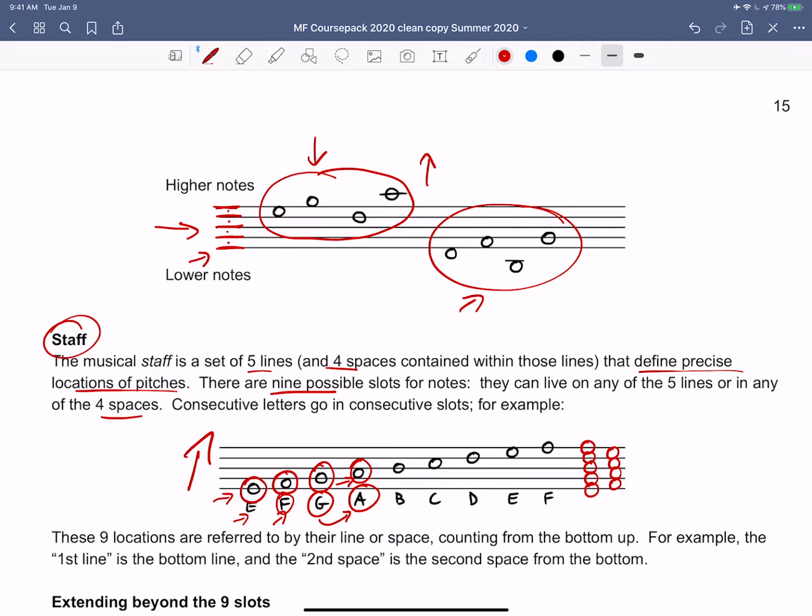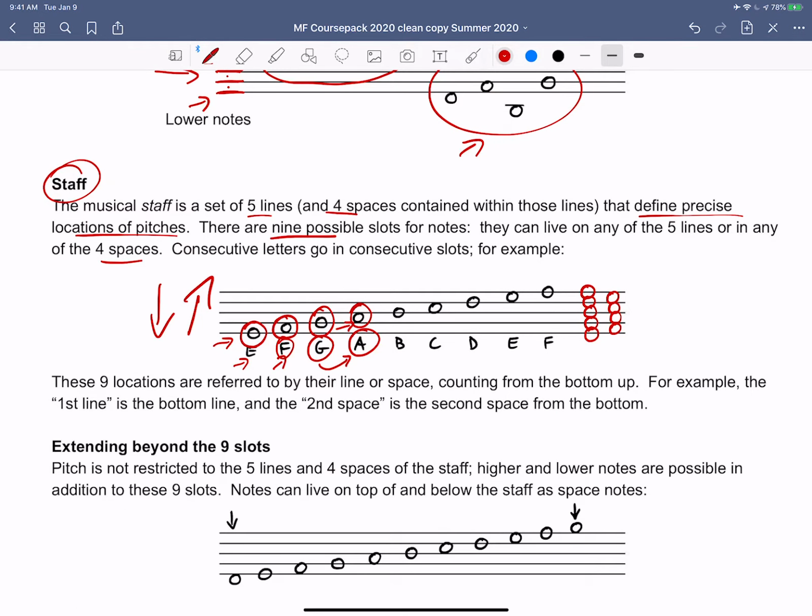When you're going up, you're going forward in the alphabet. When you're going down, you're going backward in the musical alphabet. Now, one thing you may have noticed as I was drawing these notes over here is that these 9 locations are referred to by their line or space, and we always count from the bottom up. So, for instance, this is the first line, second line, third line, fourth line, fifth line, as we said before, first space, second space, third space, fourth space. So that's just a convention to be aware of.